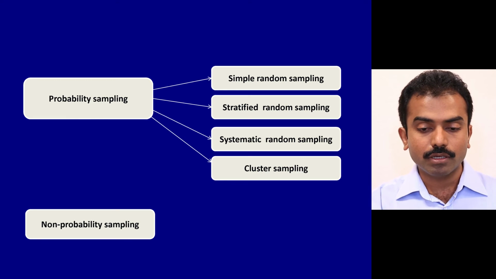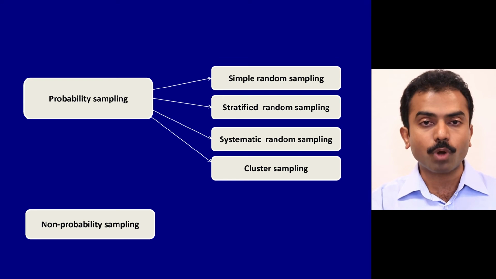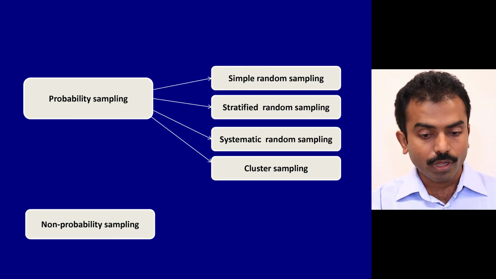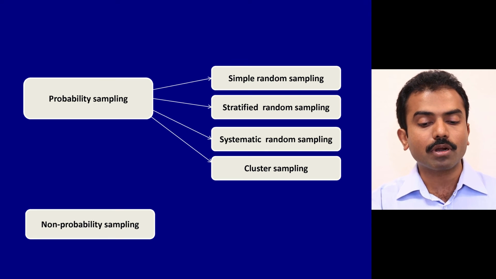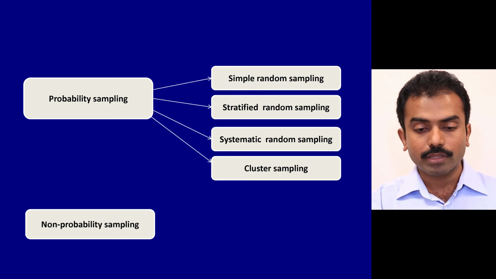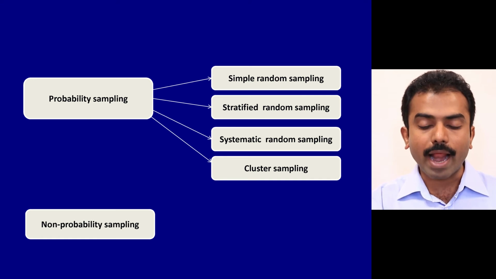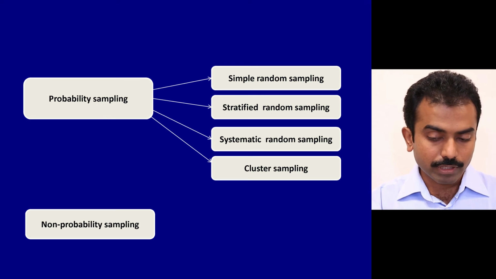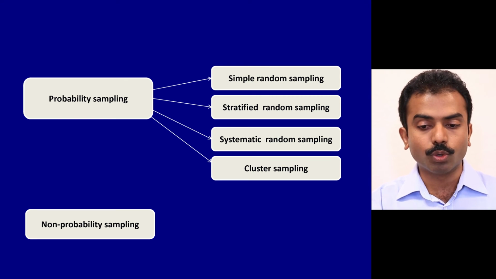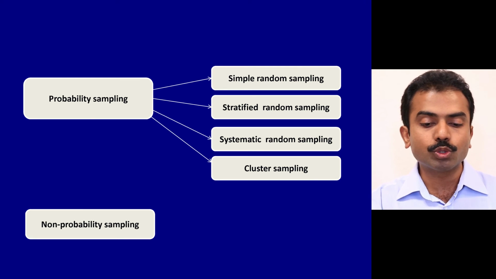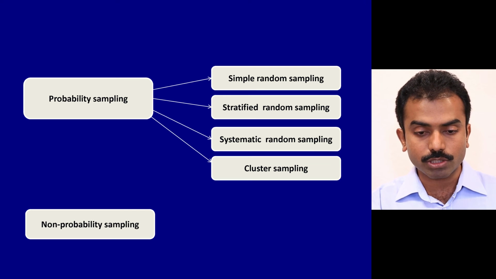So let's look at the types of sampling that we have. Broadly, there are two kinds of sampling: probability sampling and non-probability sampling. Probability sampling means that each member of the population has a known non-zero probability of being selected into the sample. Whereas non-probability sampling is when members are selected from the population in some non-random, convenient or purposive manner. Non-probability sampling is not something that we do often or encourage, so we will not discuss it much in this presentation.